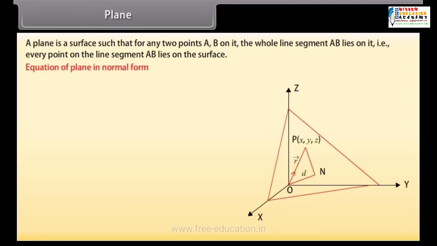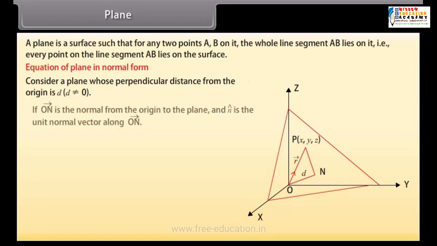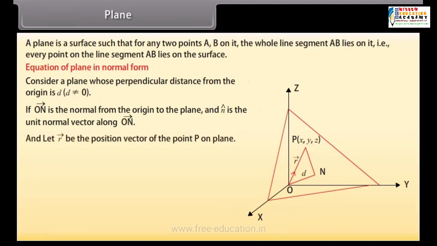Equation of plane in normal form. Consider a plane whose perpendicular distance from the origin is d, not equal to 0. If vector ON is the normal from the origin to the plane, and n̂ is the unit normal vector along vector ON, and let vector r be the position vector of the point P on the plane, then the equation of the plane is vector r · n̂ = d.